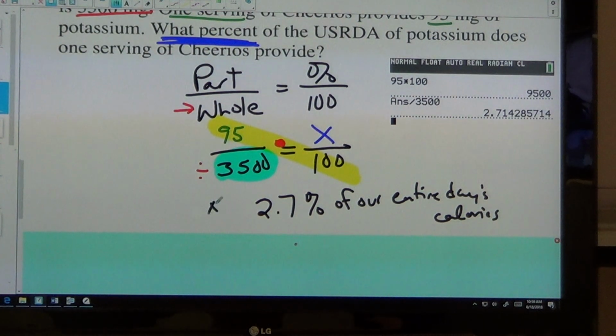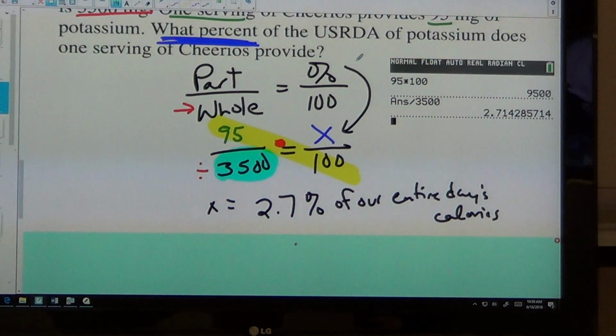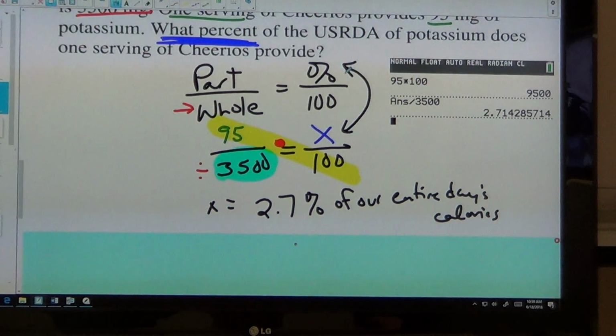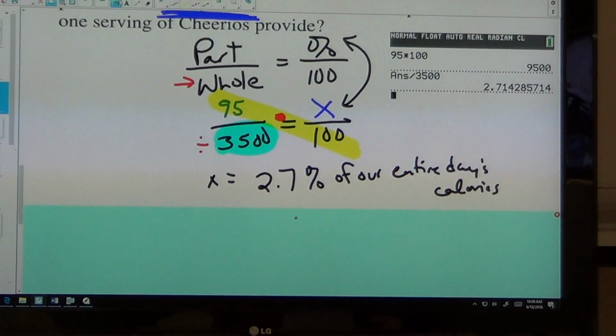Now, we don't have to whoop-whoop anything as long as we're using this formula, because they said that they realize that X is a percent. So we don't have to whoop-whoop because they know that X is a percent. You with me? All right, let's look at another one.